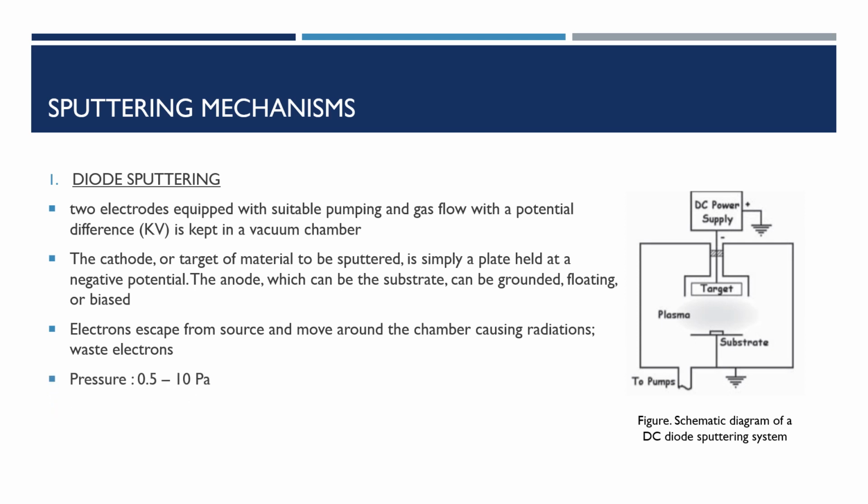The pressure supplied will be 0.5 to 10 Pascal. The temperature kept would be 100 to 500 degrees Celsius, and slow deposition rates of 0.02 to 0.2 micrometer per minute are obtained by this method.